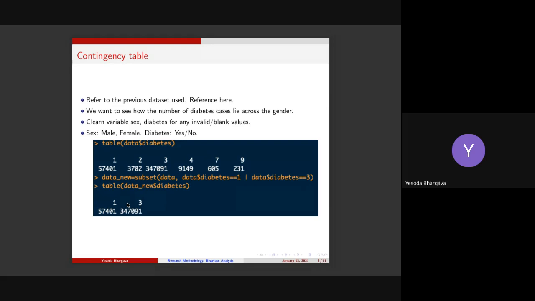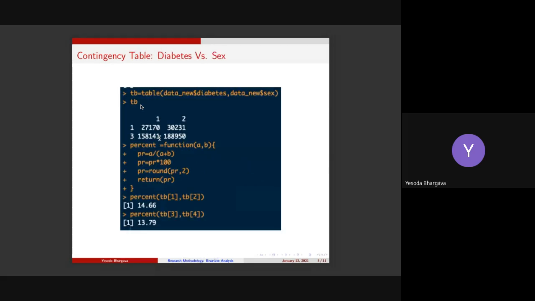So after I've cleaned the variable diabetes, now I go forward to create a table of diabetes versus sex. This is the command table, the first variable will become the row, and the second variable will become the column. Note that this is the renewed dataset that I have used. Similarly for the variable sex, you have to check if there are any other values which are different from male and female and try to take the decision accordingly.